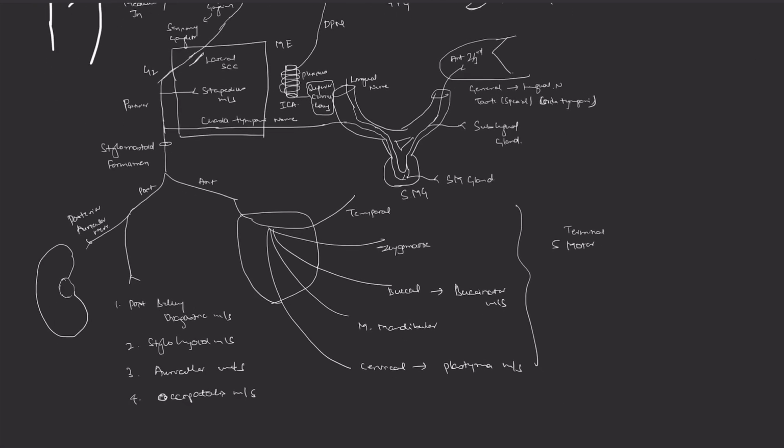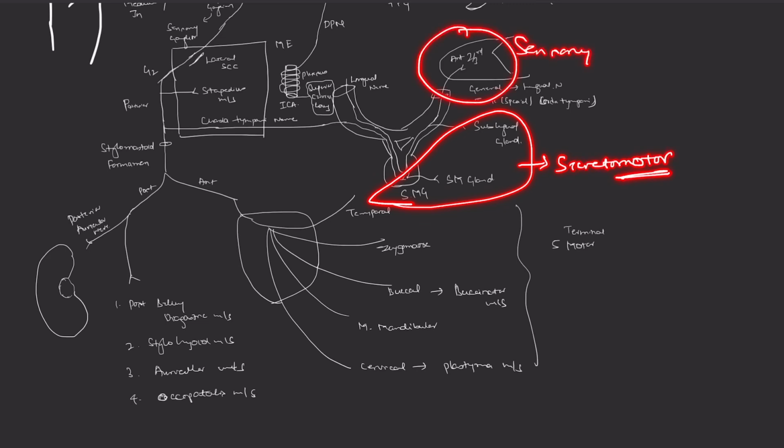Okay, so remember the chorda tympani nerve. The chorda tympani nerve is a mixed nerve. Why? Because it supplies the glands, that is the submandibular gland and the sublingual gland, which are the secretomotor, and it also has a sensory supply to the anterior two-thirds of the tongue.